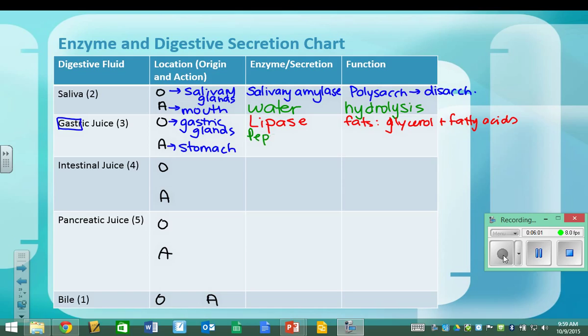So we will put pepsin, and I will write ogen in brackets because pepsinogen is what is actually produced. And we know that it will become pepsin. This digests proteins into peptides. And the last thing that I think we should put in this category is HCl, gastric acid.